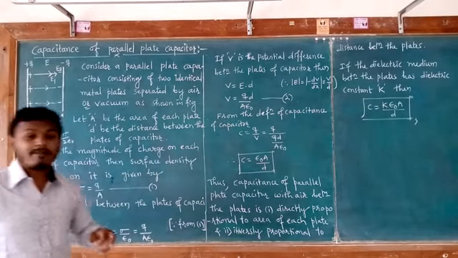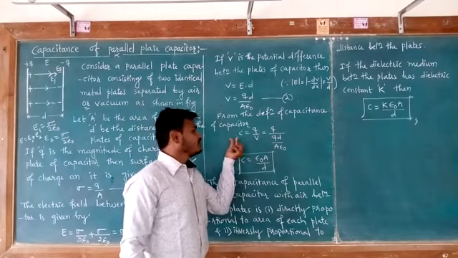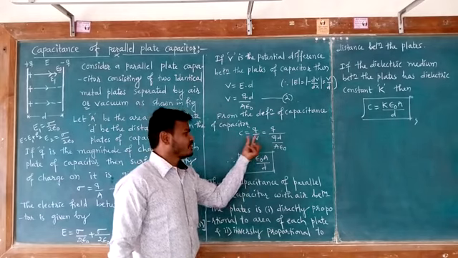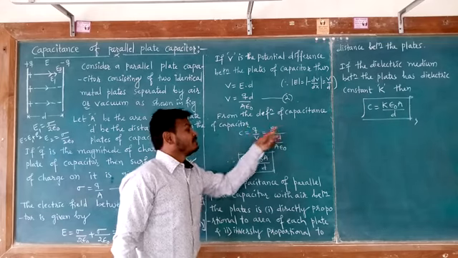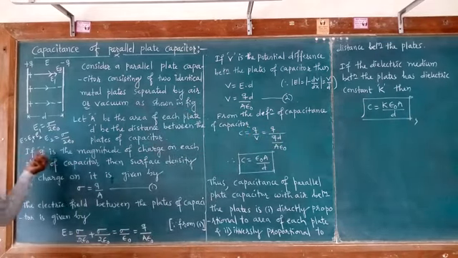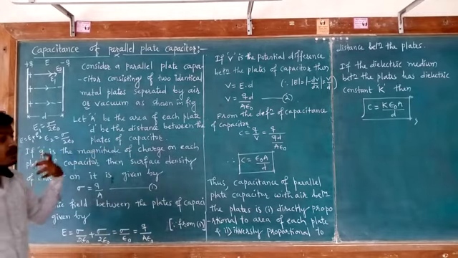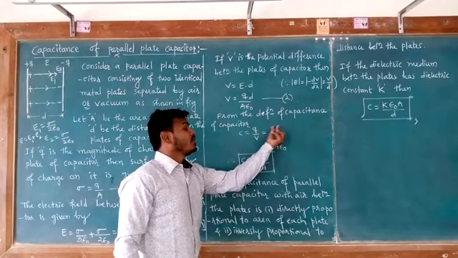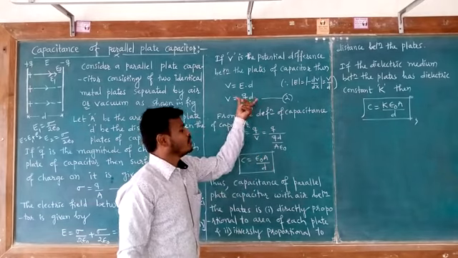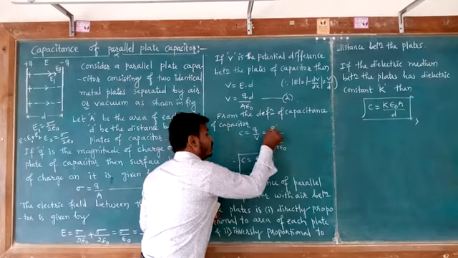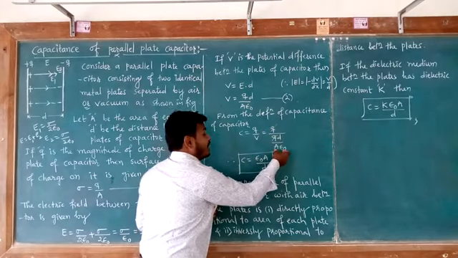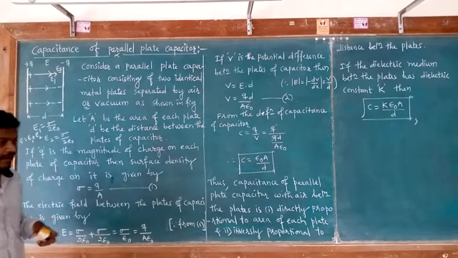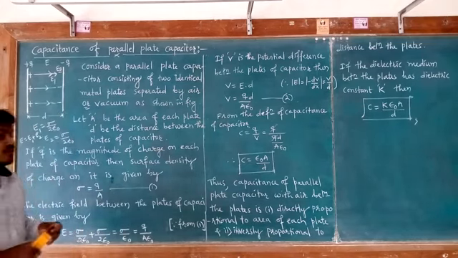By the help of the definition of capacitance, as we know, the capacitance of a capacitor is the ratio of charge on each plate to the potential difference between the plates of the capacitor. In the place of Q, the charge on each plate of the capacitor, and in the place of V, we substitute equation 2. On simplifying, the Q in the numerator and denominator gets cancelled. On transferring A epsilon naught to the numerator, the equation looks like C is equal to epsilon naught A divided by d. This is the expression for the capacitance of a parallel plate capacitor.